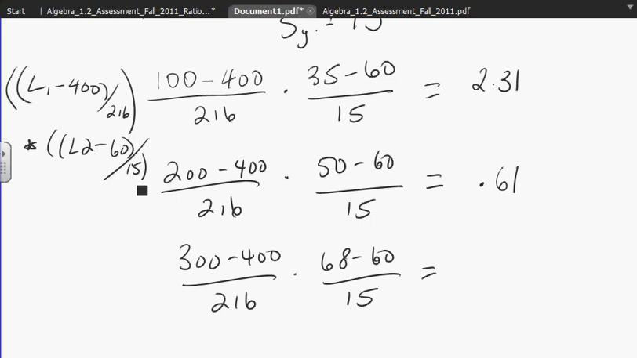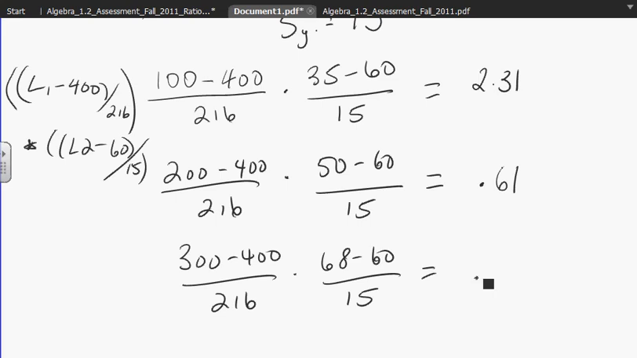Let me see if I did that right. List 1 minus 400. Are we looking for what numbers, like after we have all these numbers? Yeah, then we'll average them all. Times list 2 minus 60. Close it, divided by 15. Oh, yeah.